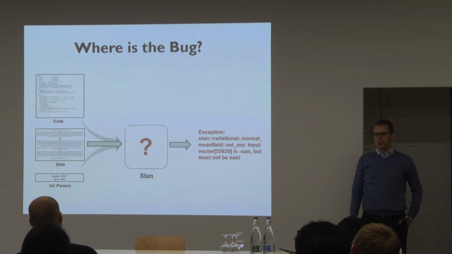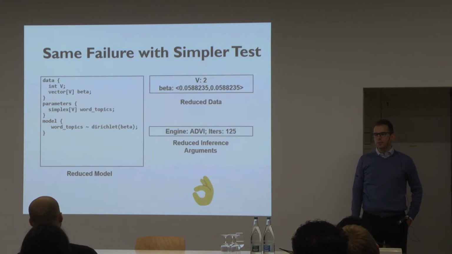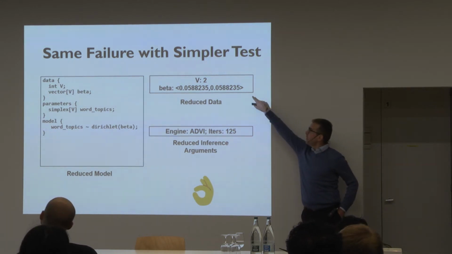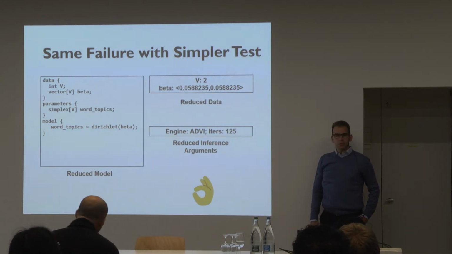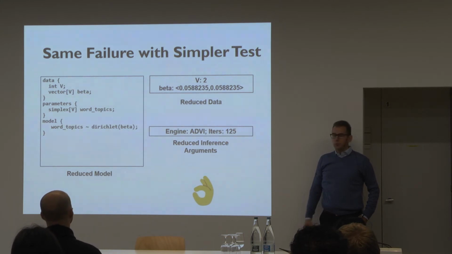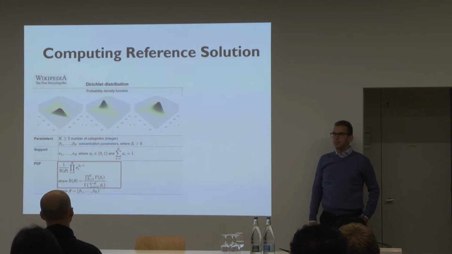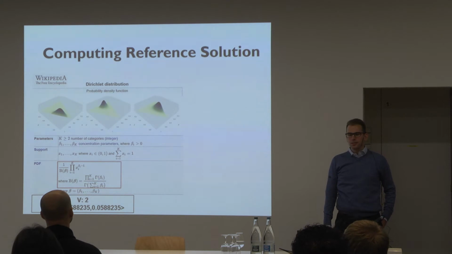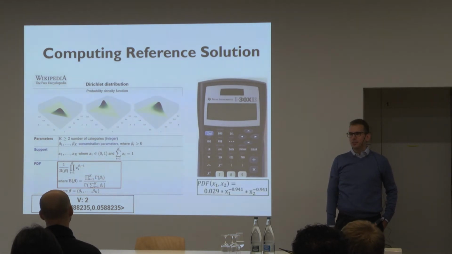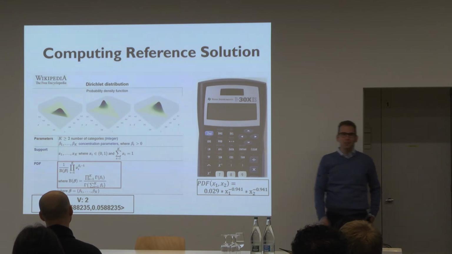Let me show you another program that reveals the same error. What is this program doing? It's taking a single sample from a Dirichlet distribution, and it has only these two values for beta. This is it. Fewer number of iterations. So what's the expected result? You go to Google, you type Wikipedia, you find the expression for the distribution, get the betas, take the calculator. Here is your reference solution. So you should get this, not an exception.